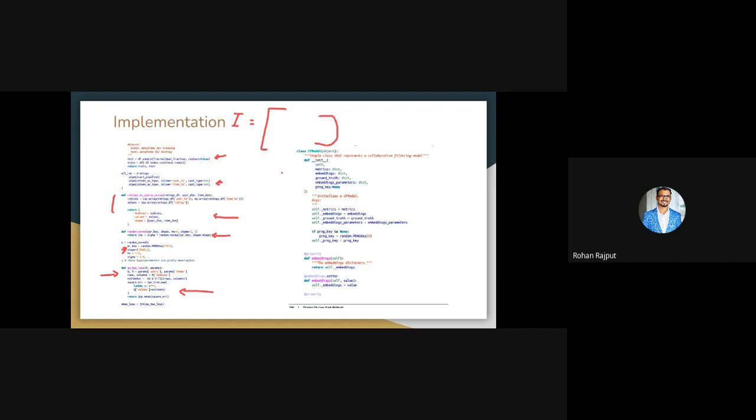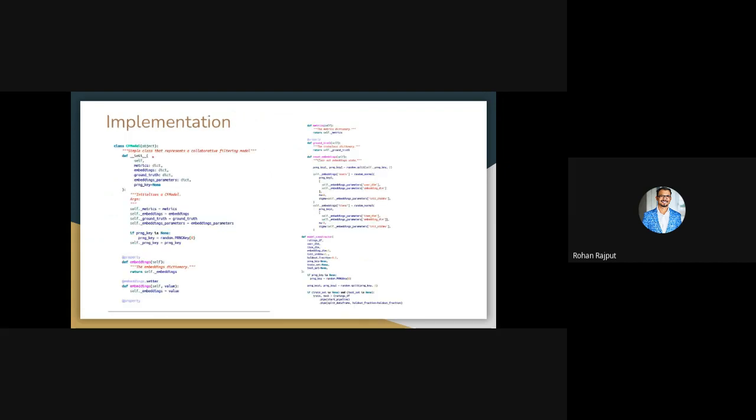Now we are creating this simple class to represent our collaborative filtering model, where we are giving it a matrix as a dictionary, embedding ground truth, embedding parameter, and the PRNG key. I already said this PRNG key is important for initialization. Then we set up all these different parameters. We'll set up this property to get the embeddings, and a getter and setter to set up the embeddings or reset the embedding.